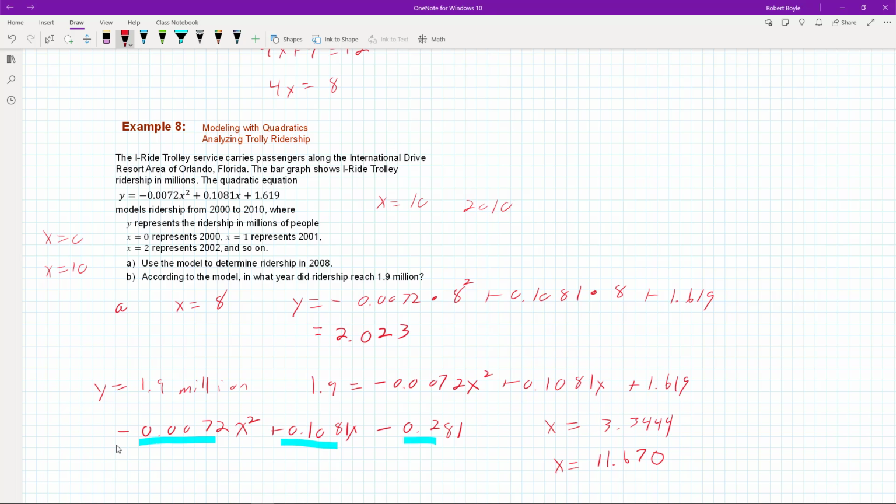Okay, now notice that this model is only valid between the year 2000 and the year 2010. X equals 3.3444 corresponds to 2003. This corresponds to 2011, which is outside of the range. So this solution is extraneous, and the only solution that applies to this particular model is this one right here, which would imply that the ridership reaches 1.9 million in the year 2003.